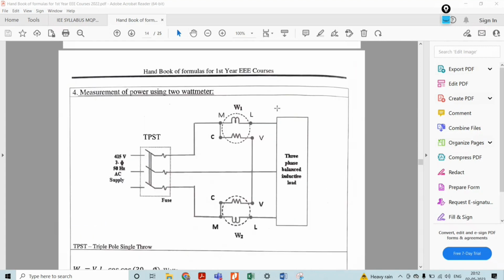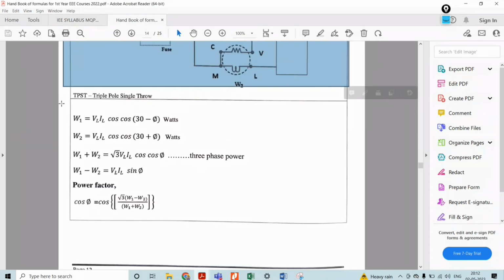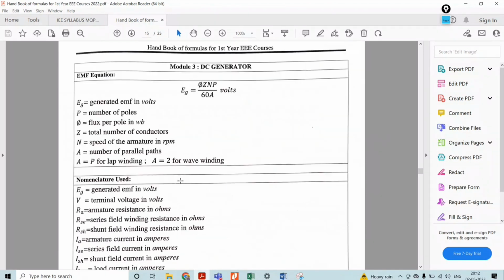Next, this is not required. This is not a part of your syllabus. These are not required.